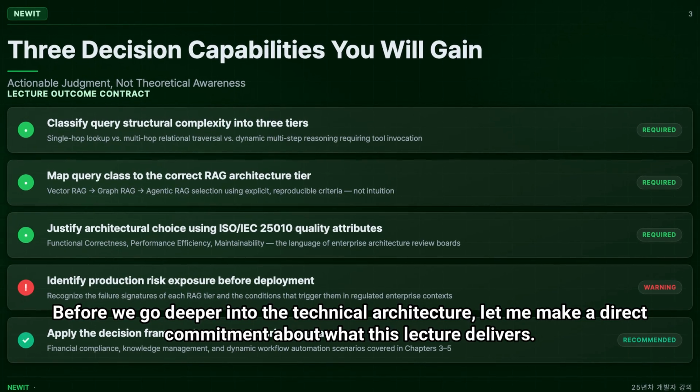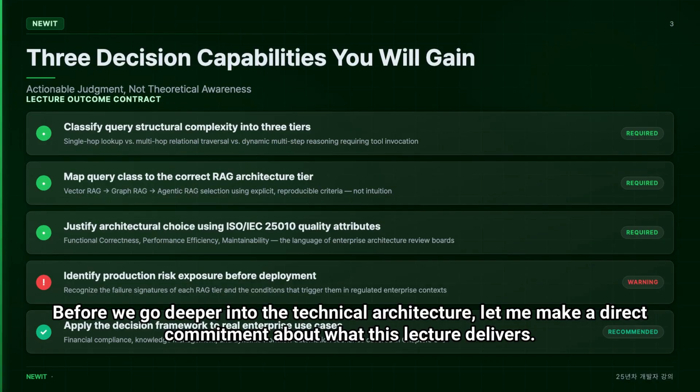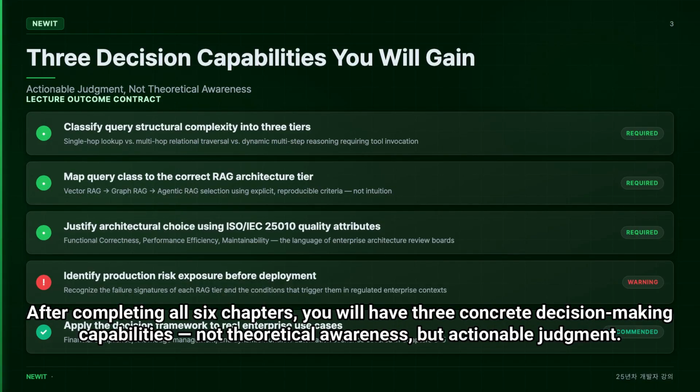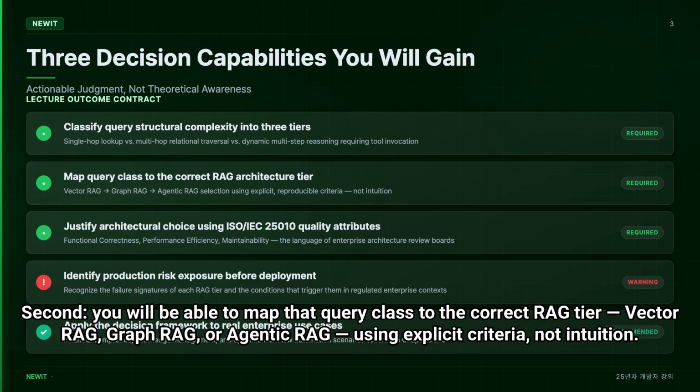Before we go deeper into the technical architecture, let me make a direct commitment about what this lecture delivers. After completing all 6 chapters, you will have concrete decision-making capabilities, not theoretical awareness, but actionable judgment. First, you will be able to classify any enterprise query by its structural complexity, whether it is a single hop lookup, a multi-hop relational traversal, or a dynamic multi-step reasoning task requiring external tool invocation. Second, you will be able to map that query class to the correct RAG tier, vector RAG, graph RAG, or agentic RAG, using explicit criteria, not intuition.